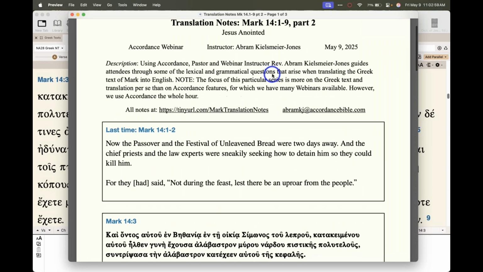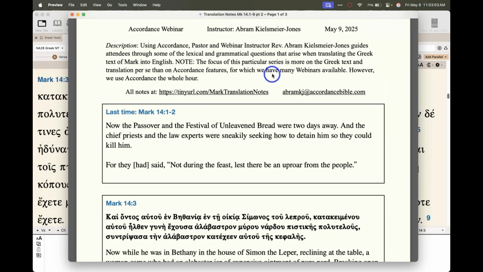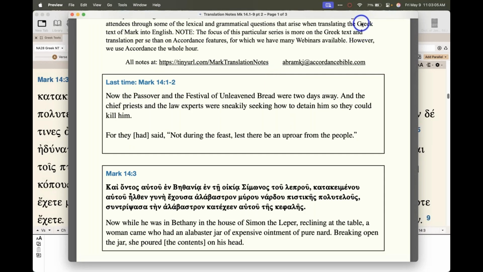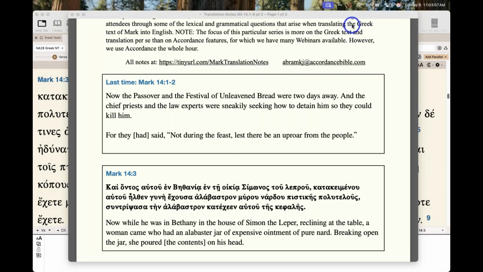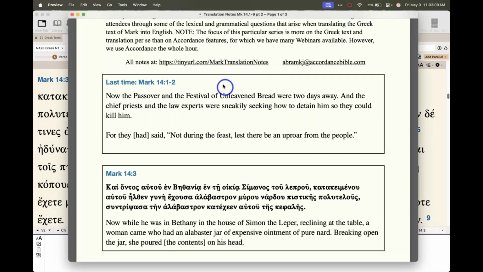So with that said, let's review where we were last time. That was Mark 14, 1 through 2. It says, "Now the Passover and the festival of unleavened bread were 2 days away, and the chief priests and the law experts were sneakily seeking how to detain him, Jesus, so that they could kill him. For they had said, 'Not during the feast, lest there be an uproar from the people.'"